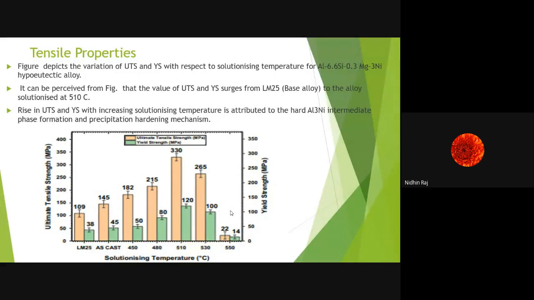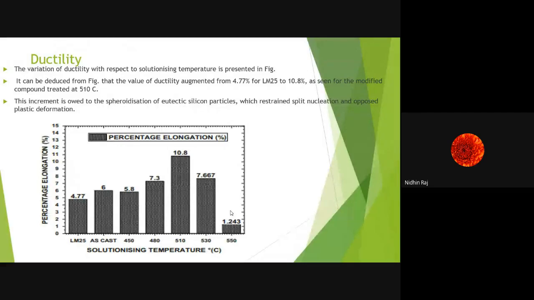So this trend of increasing and decreasing that was seen, the main reason for the increase was the presence of the intermediate phase, that is Al3Ni, that was forming here. Now, coming to the ductility investigation, the figure shows the different ductility values that we got for different solutionizing temperatures, and it can be seen that the value of ductility increased from 4.77% for LM25 to 10.8%, as seen for the modified compound that is treated at 510 degrees.